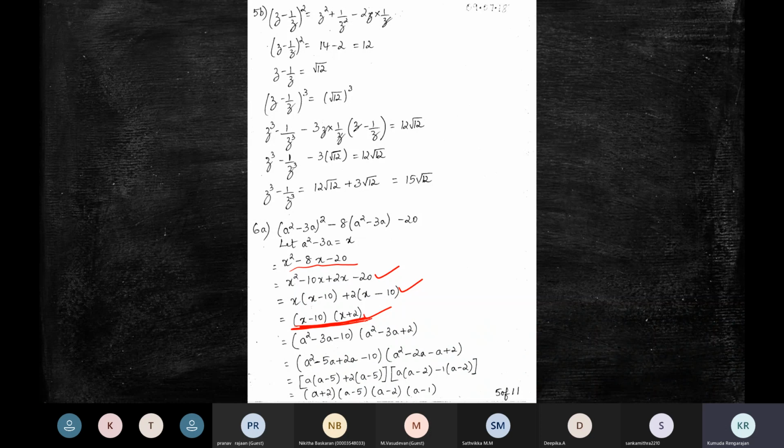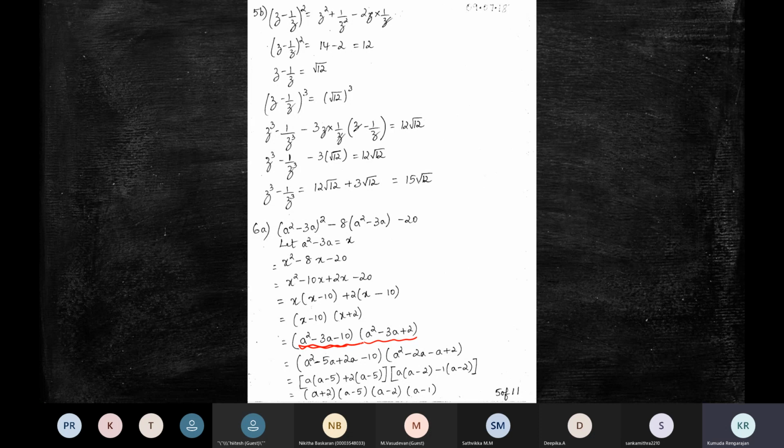So now that you come to the end of it, you have to put it back. What is x? A square minus 3a. So in place of x, a square minus 3a. But you see that these two factors are again quadratic. So which means you can try to factorize them further. In case they can be broken down into two further factors, you can do it. So we have to try that.